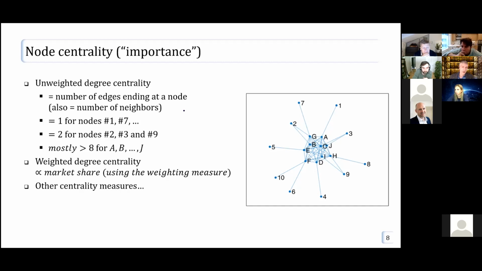And although I'm going to do mostly unweighted degree centrality, sometimes I'm going to show you some results where it is weighted by trading volume. And the interesting thing about that is that weighted degree centrality is proportional to market share, which is arguably a much simpler construct and certainly more intuitive.